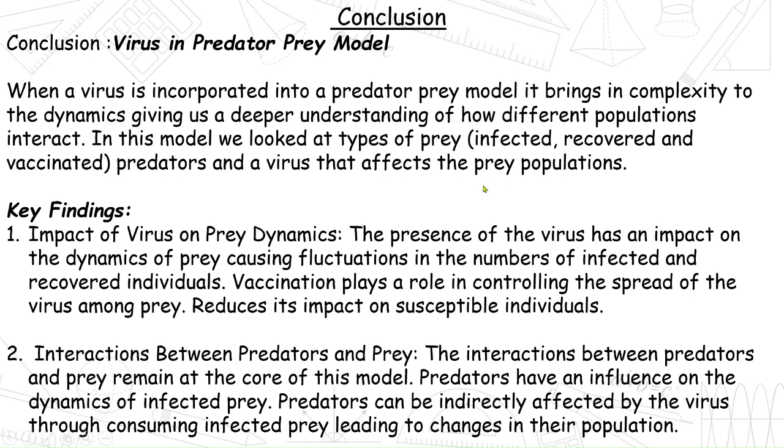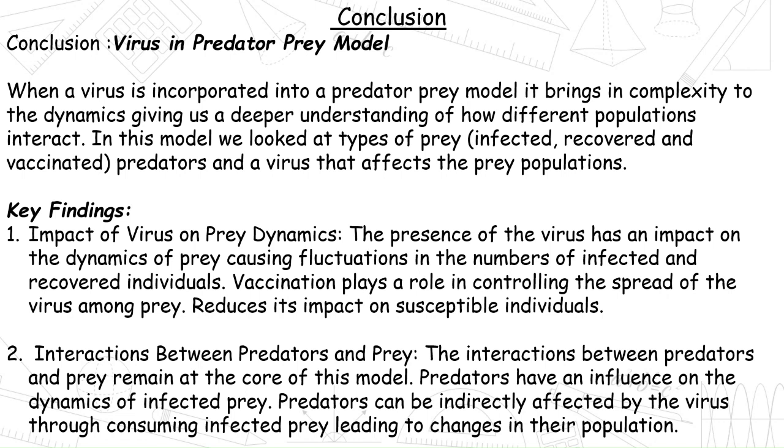Impact of virus on prey dynamics. The presence of the virus has an impact on the dynamics of prey, causing fluctuations in the number of infected and recovered individuals. Vaccination plays a crucial role in controlling the spread of the virus among prey and reduces its impact on susceptible individuals.